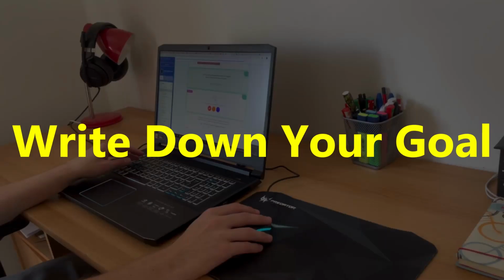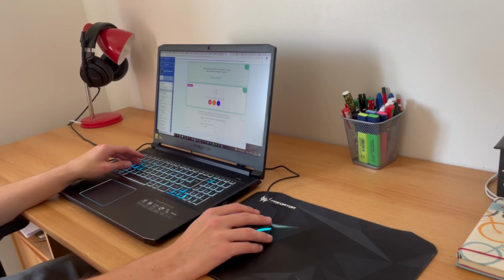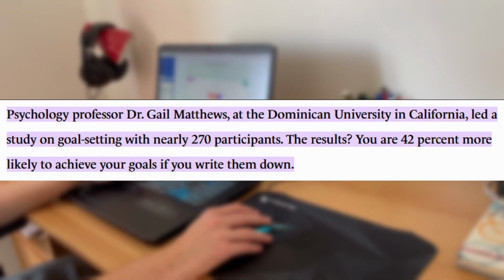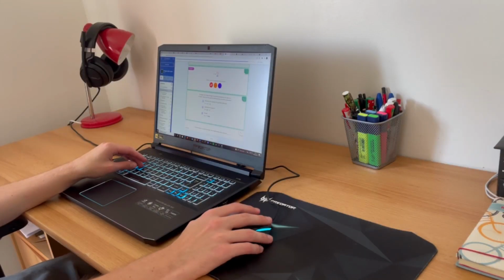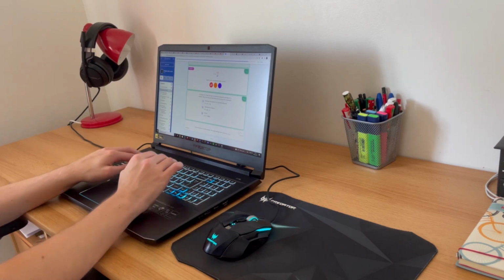Number four is to set a goal and write it down. The reason for this is because according to a psychology professor, Dr. Gail Matthews, you are 42% more likely to achieve a goal if it's written down, and this number only increases the more you think about it and discuss it with others.